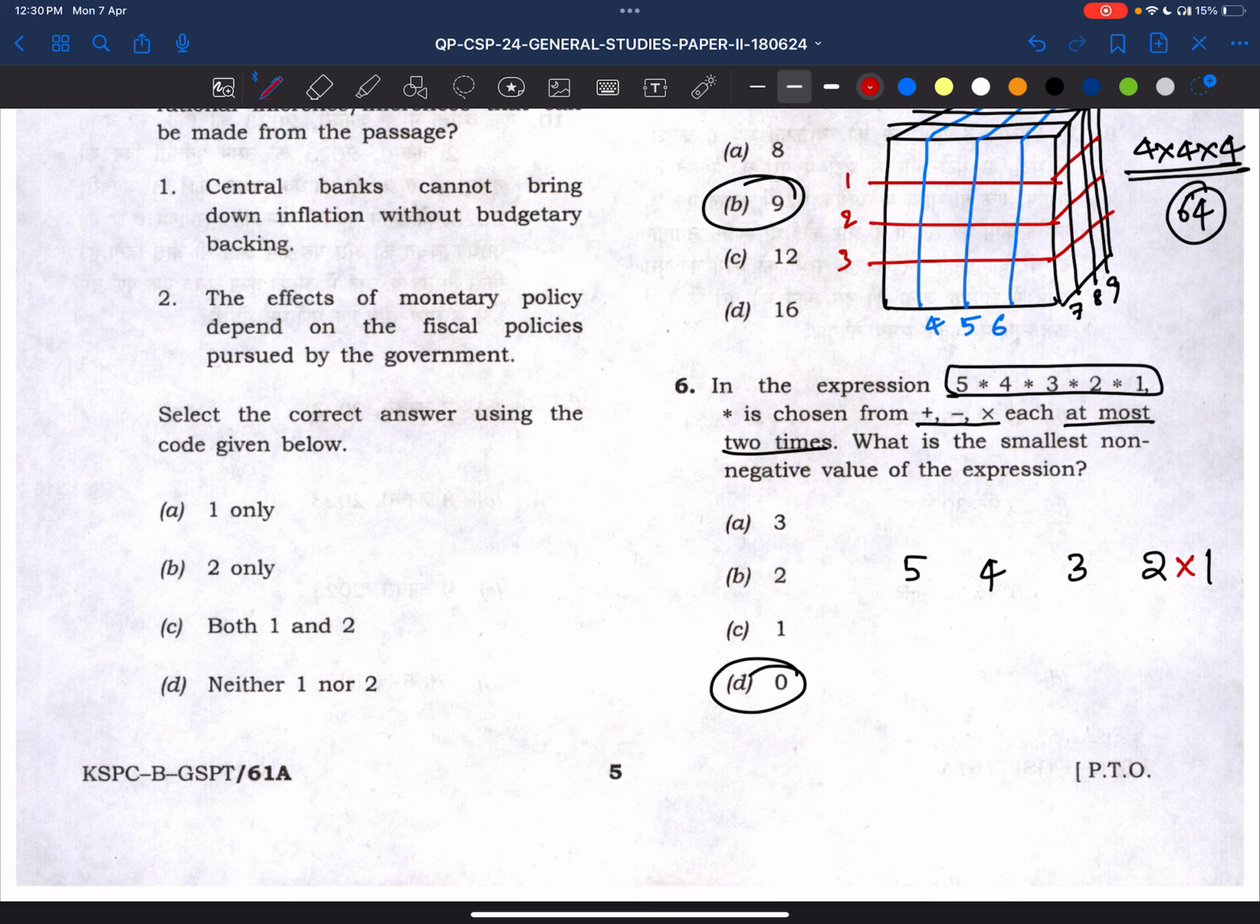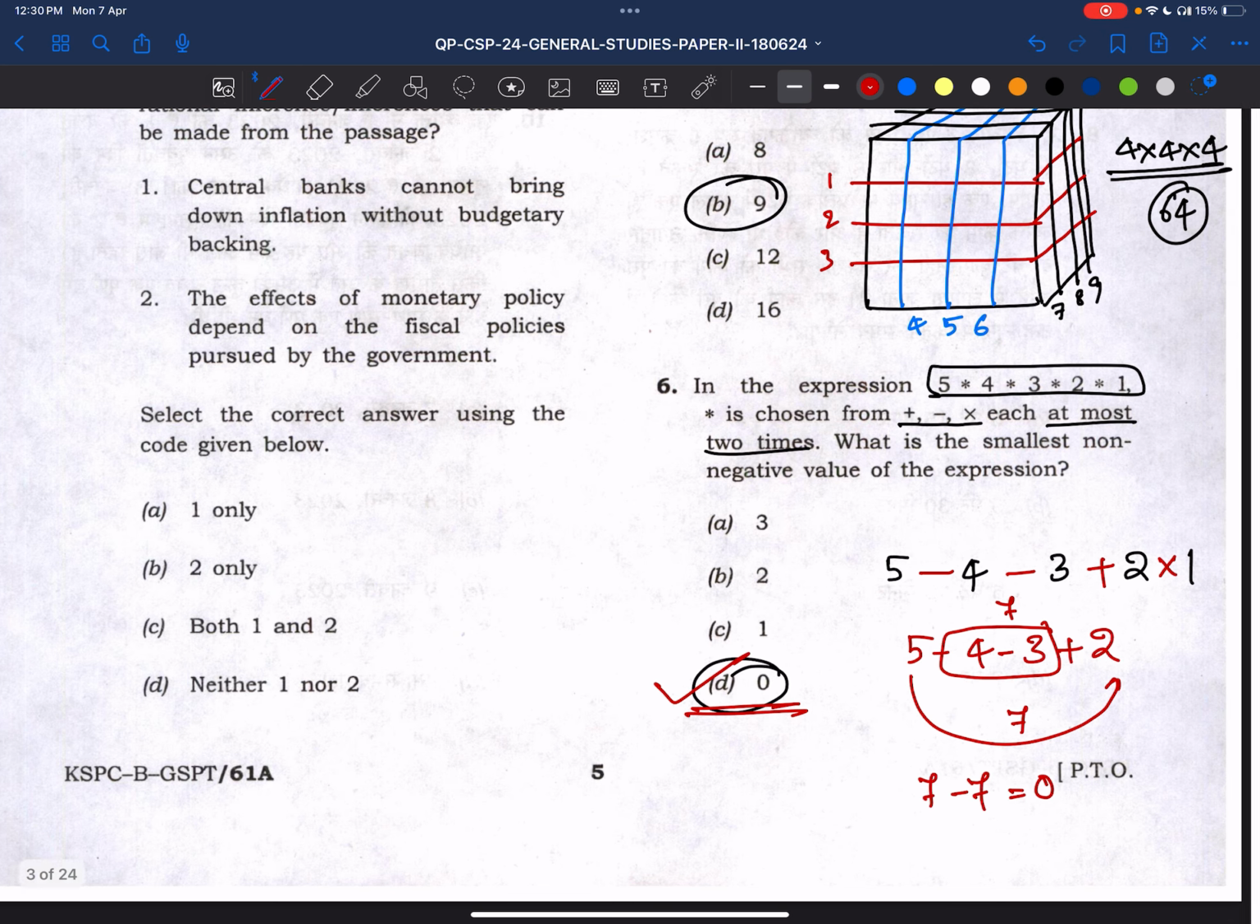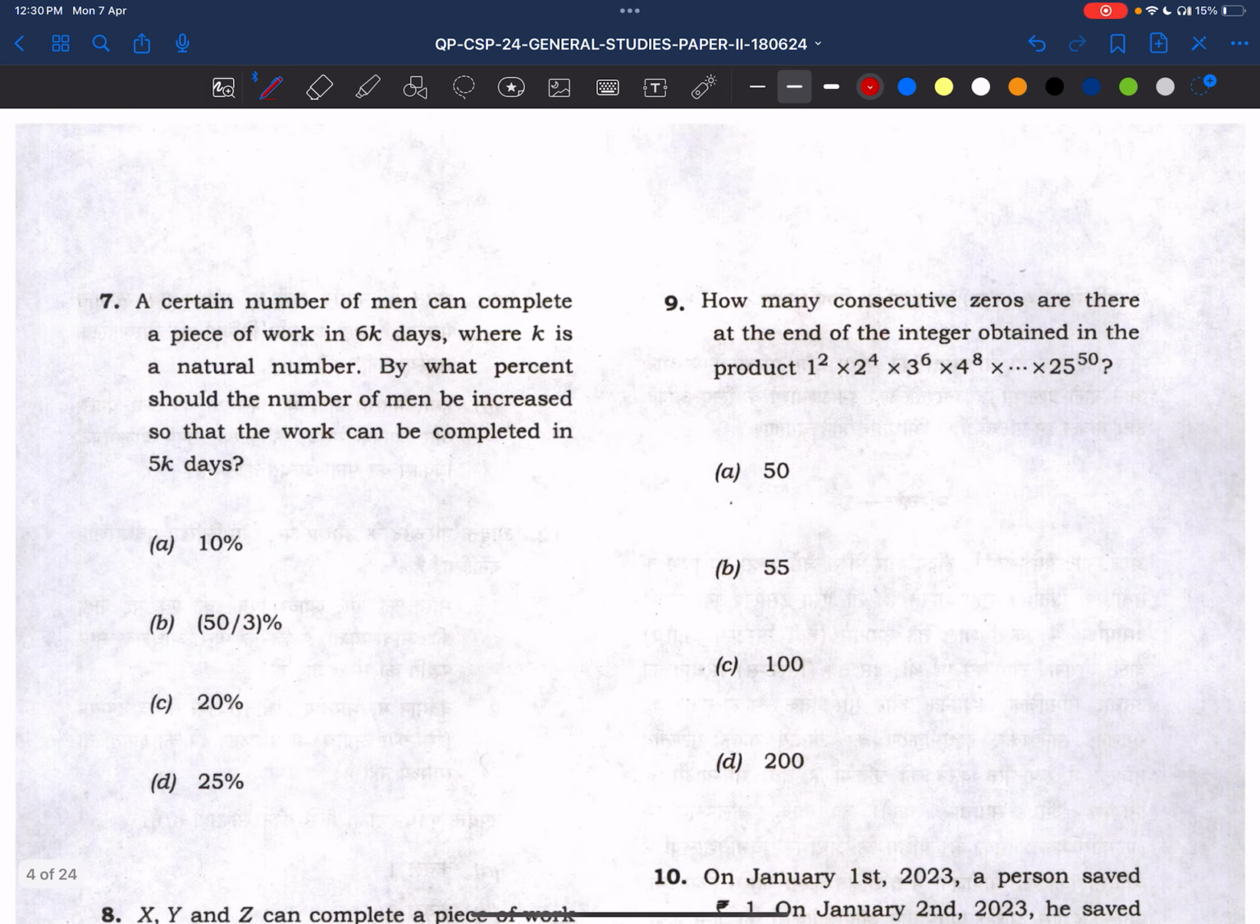Here negative, here positive. See what will be the resultant? 5 minus 4 minus 3 plus 2, right? See, this is 7 and this is 7. It will become 7 minus 7, 0. Right? So it is asking the smallest non-negative value, right? Answer is 0. Okay. Let's go to the next question.